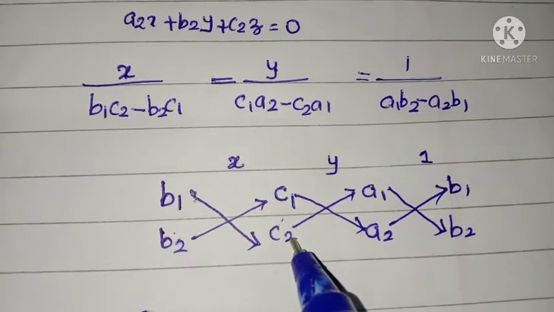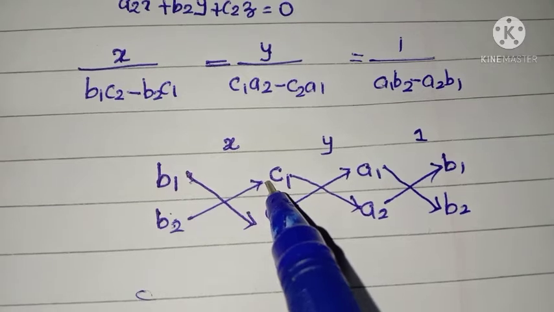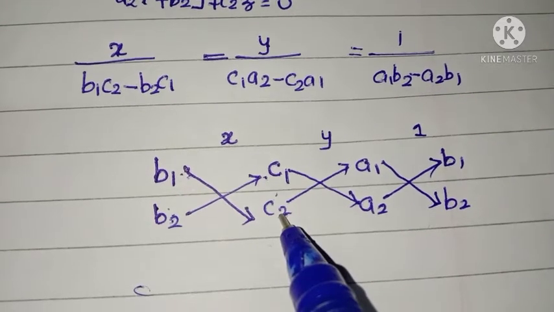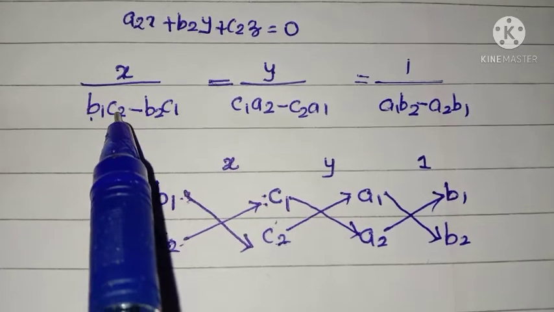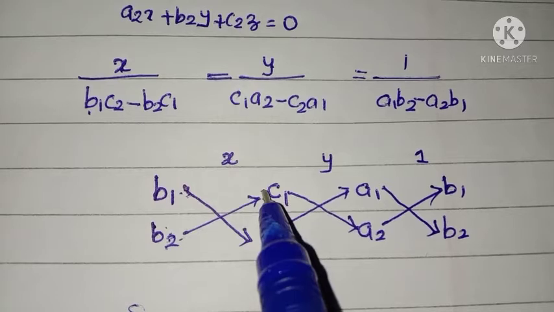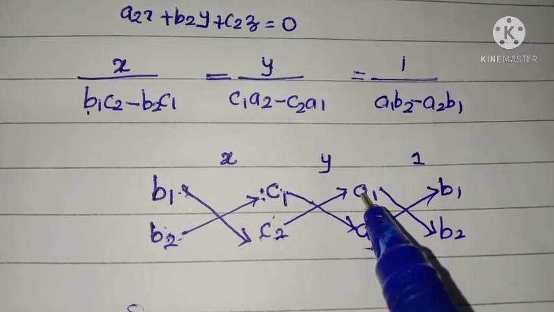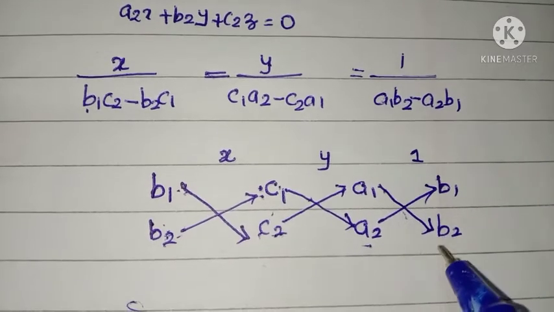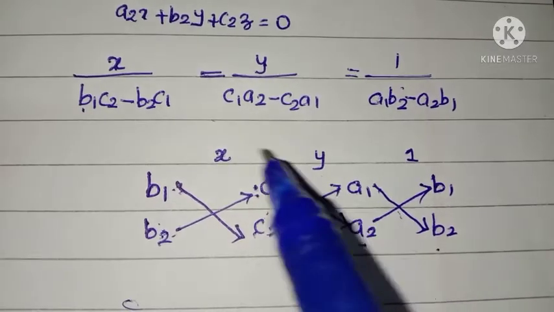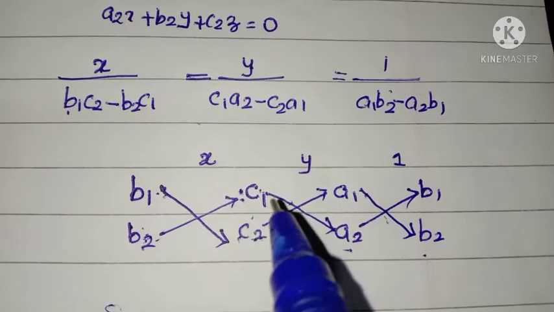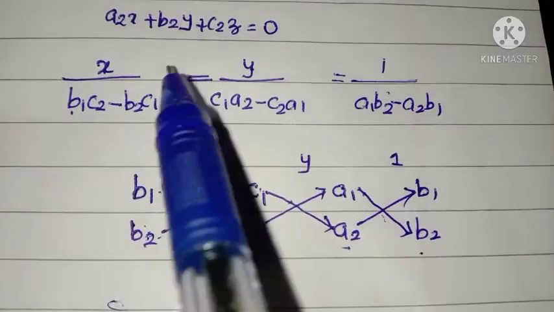See, b1 c2 is the first product and b2 c1 is the second product. So from the first product we have to subtract the second product: b1 c2 minus b2 c1. Similarly here, c1 a2 minus c2 a1, and a1 b2 minus a2 b1. So please note down this diagram. With the help of the diagram we can easily write this result.